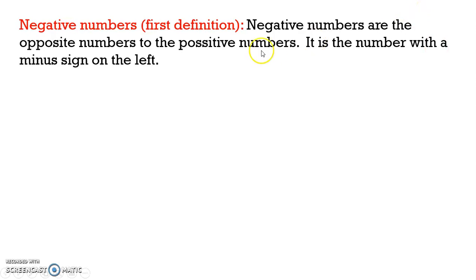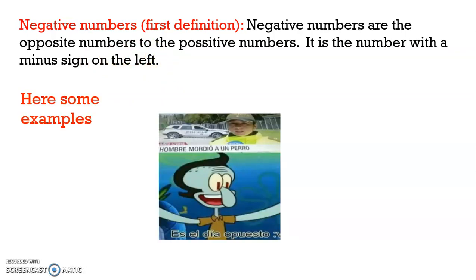So the first definition is that negative numbers are the opposite numbers to the positive numbers. It's just the same number with a minus sign on the left. But I'm going to show you some examples in order that you understand this. So we're talking about opposite numbers. I found this funny, so that's why I placed it in here. So remember that this is opposite. If you have a 1, the opposite is going to be the same number but with a minus sign on the left. And this works for any kind of numbers.